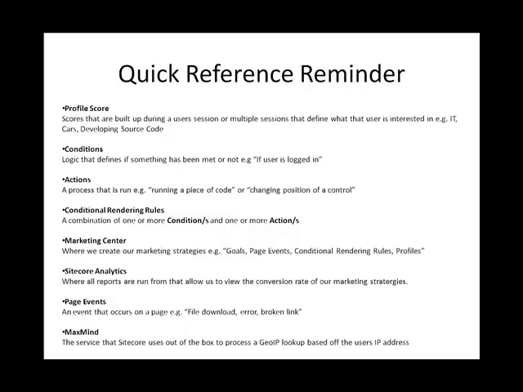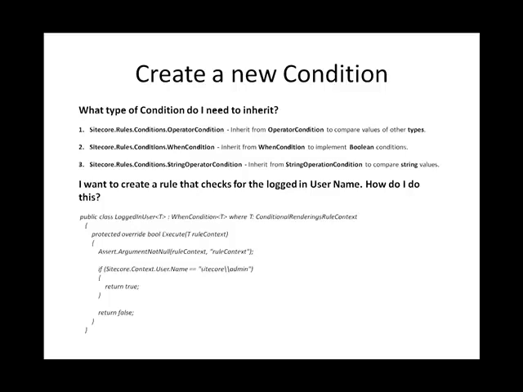The Marketing Center. The Marketing Center is where we create all our marketing strategies. So for example, this is where we set up goals, new page events, new profiles, and new conditional rendering rules. This is also where we can set up multivariate tests as well. Sitecore Analytics. Sitecore Analytics is the application where all our reports are run from that allow us to view the conversion rates of all the marketing strategies that we have defined within the Marketing Center. Page events. An event that occurs on a page. For example, file download, or watching a video, or an error or a broken link. MaxMind. MaxMind is the service that Sitecore uses out of the box to process a GeoIP lookup based off the user's IP.